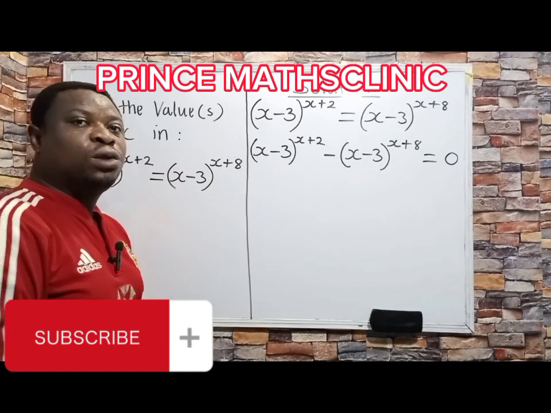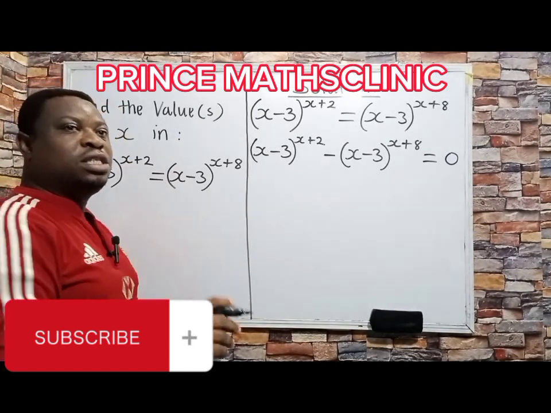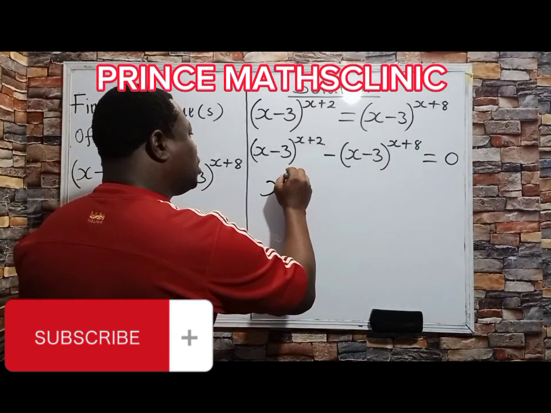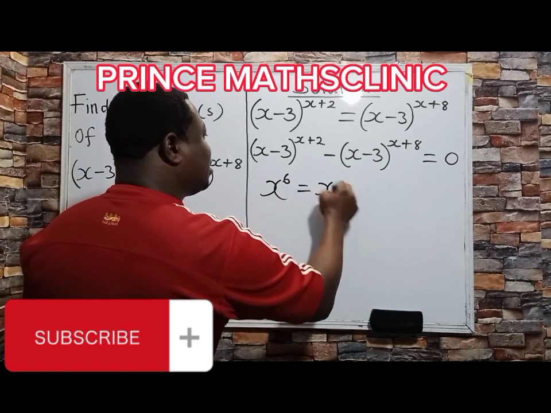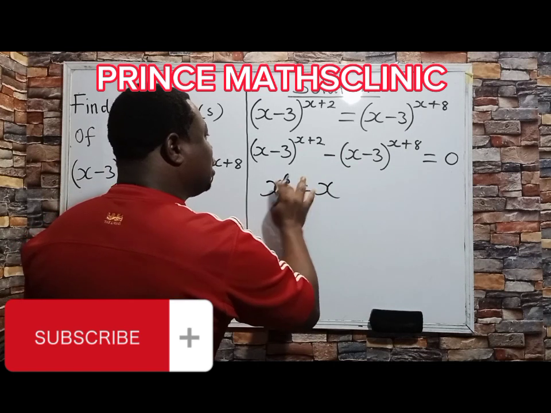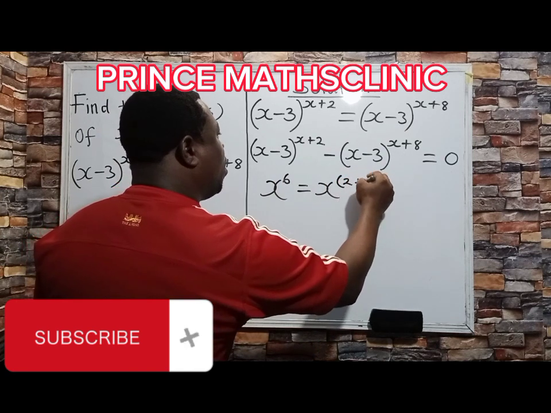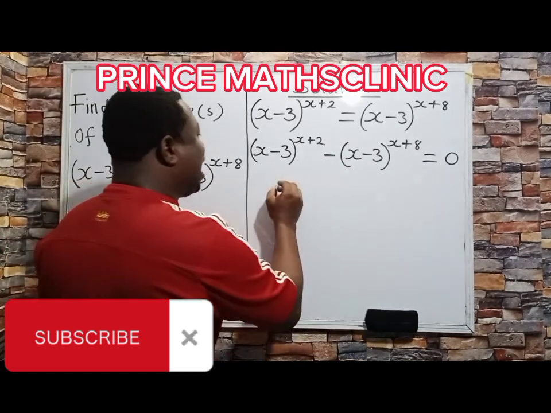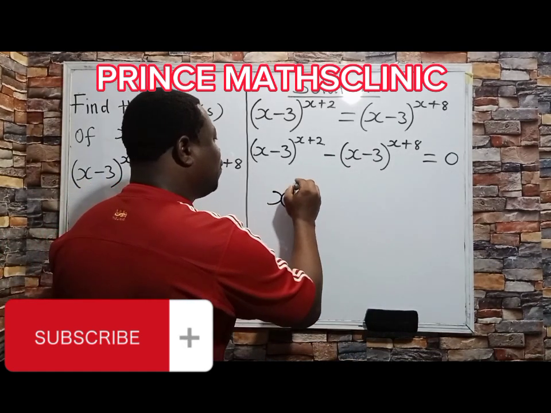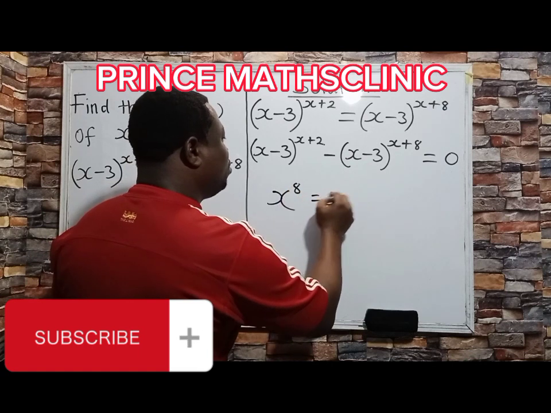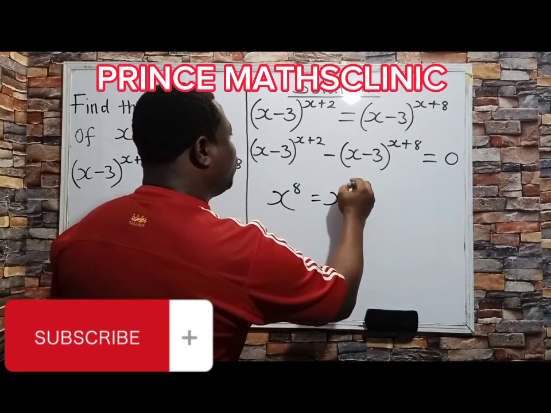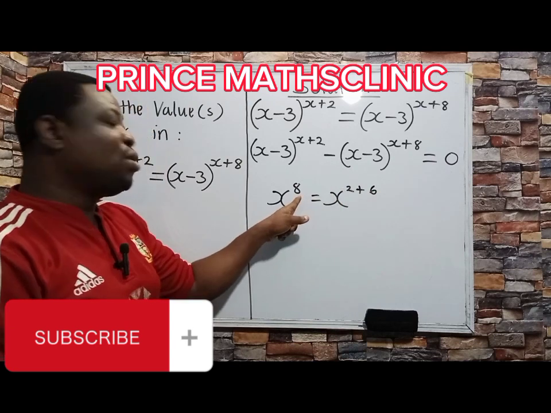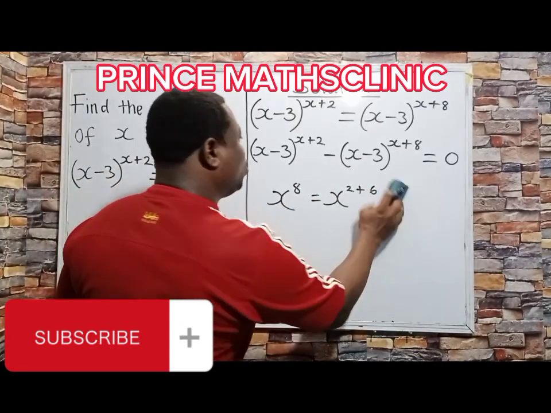Now, going from the laws of indices, if I have x to the power of 6, that is the same thing as x to the power of what? I can break this 6 down into 2 plus 4 or 3 plus 3, right? If I have something like x to the power of 8, I can break it down to be x to the power of 2 plus 6, because if I add 2 to 6, I'm still going to get back 8. Good. So that's what I'm going to do here.